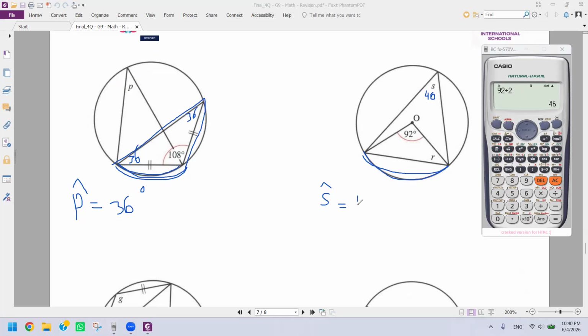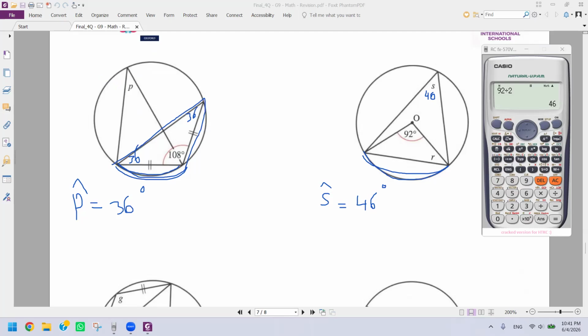Why? Because angle on the circumference is half of the angle of the center. Or you can say that angle of the center is twice. So this one is 46 degrees.